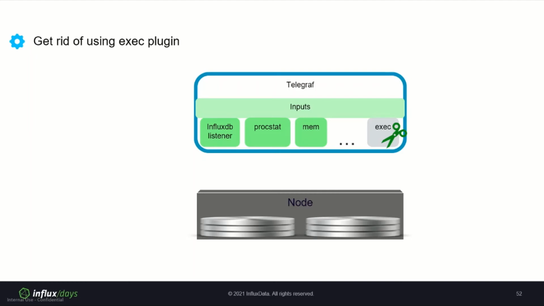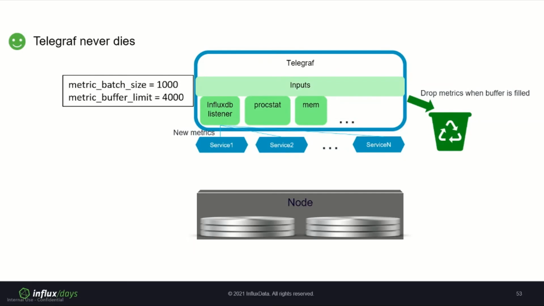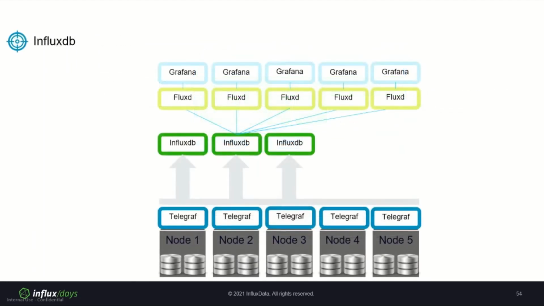So we removed all the exec input plugins from our Telegraf, and now guess what? Telegraf never dies due to OOM. We finally got it stable for our use case, and the full Telegraf container uses a memory limit of 150 megabytes. That's great. It is 100 megabytes more than we originally expected Telegraf to consume, but still very, very good. We are done optimizing Telegraf, and now it's time to look at InfluxDB.